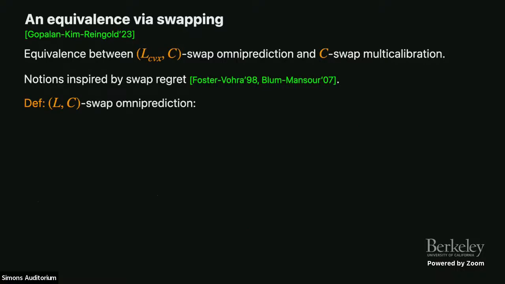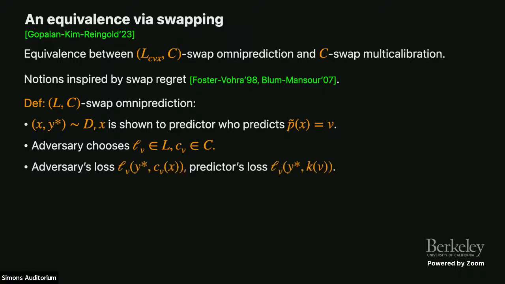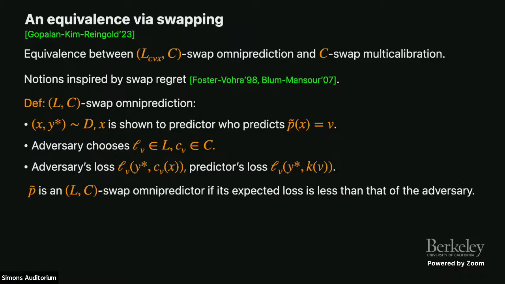What is swap omni-prediction? Unlike swap multi-calibration, which is just a technical modification of multi-calibration, swap omni-prediction is a stronger notion. It's the notion that we already saw when we said the proof gave us something more. So here we imagine sampling an XY pair according to nature's distribution. X is shown to the predictor, who makes their prediction. We then show this prediction to an adversary, and the adversary is allowed to choose a loss and a hypothesis to respond to that loss, which knows about the prediction value v. And now the adversary suffers their loss based on this hypothesis, the predictor suffers their loss based on the omni-predictor, we compare them. And we say that p is an L C swap omni-predictor if it's still able to beat every adversary of this kind.